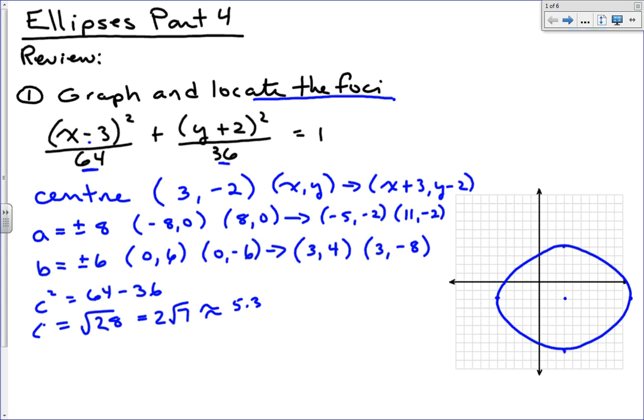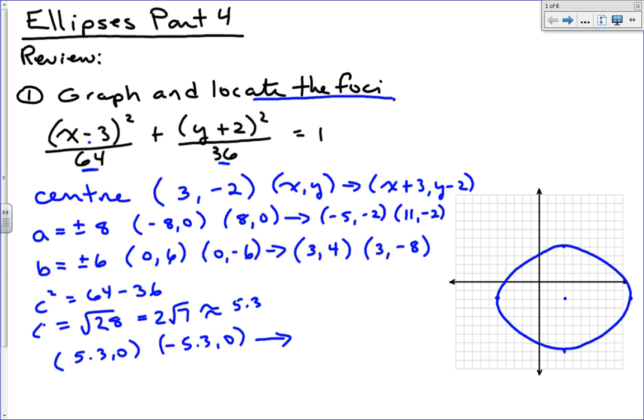So if we think about what the foci would be centered at 0, 0, again, A is along the x-axis, so they're going to be the horizontal distances, so it would be 5.3 and 0, and -5.3 and 0. But then if we apply the mapping rule, and that's why I'm using the arrow here in all 3 of these cases, just to show that I'm applying the mapping rule to that.